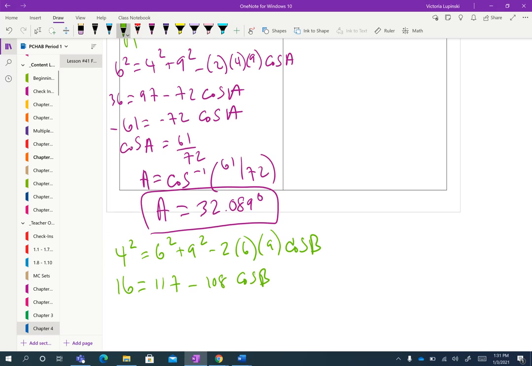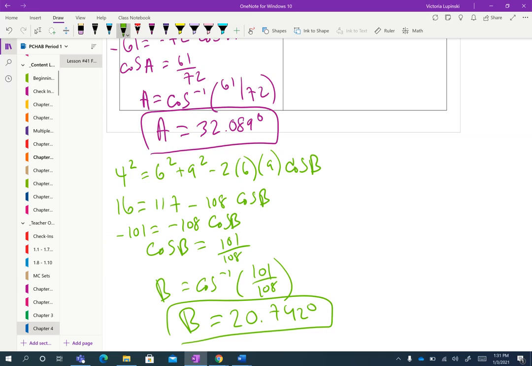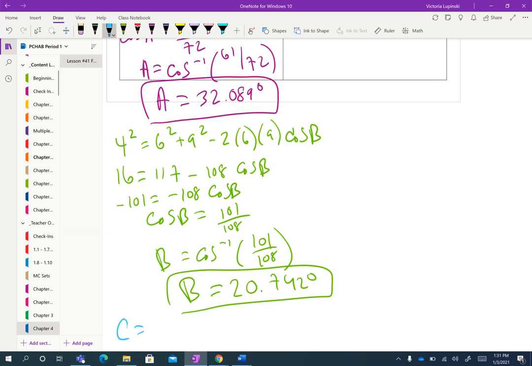16 minus 117 is negative 101 equals negative 108 cosine of B. So the cosine of B is going to be equal to positive 101 over 108. You're going to do the inverse cosine of that value, which is 101 over 108. And again, if you do that nice and carefully, you're going to get 20.742 degrees. And then all that hard work to find angle A and find angle B, you can take a little vacation for angle C.